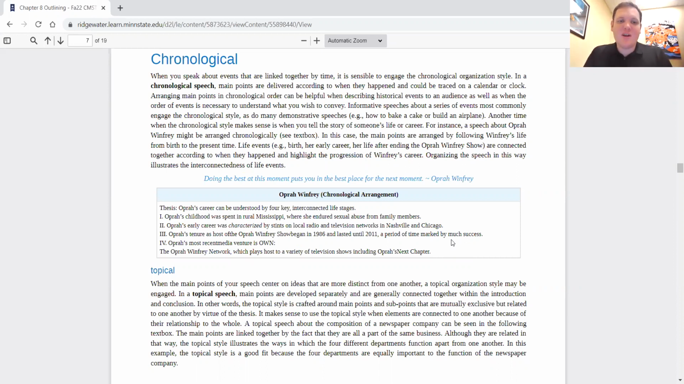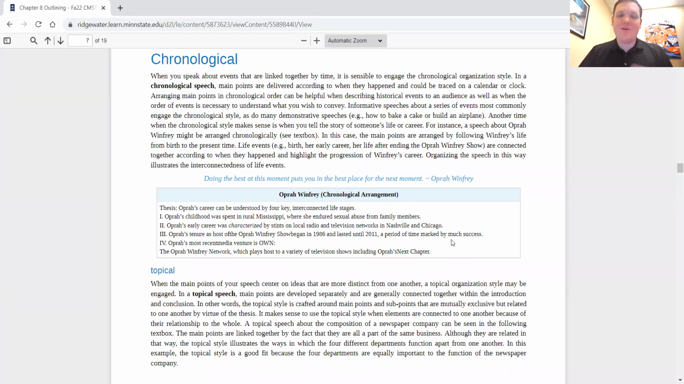Like someone may give a speech on climate change. Here's how the climate has changed throughout history, and here's where it may go in the future. And here's different ways it could go in the future, depending on how we react, how we use our energy resources. So that could be a chronological speech as well. But again, it's putting things in chronological order, in the order of when they happened.